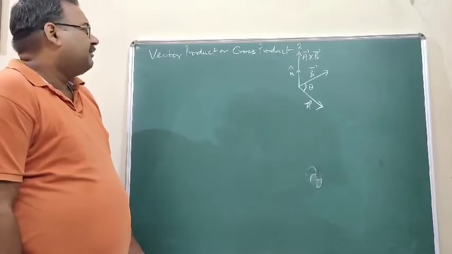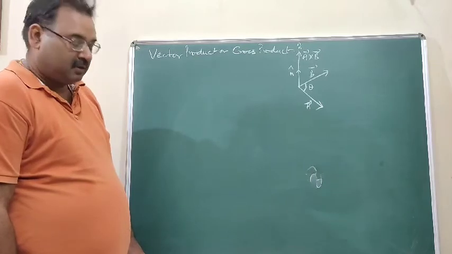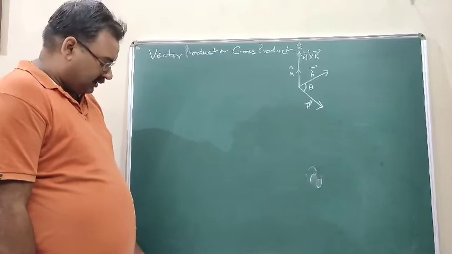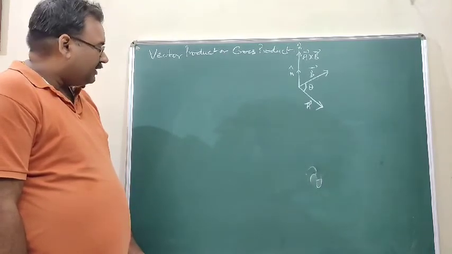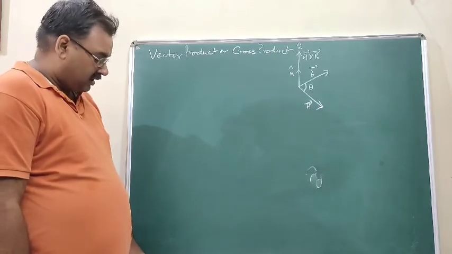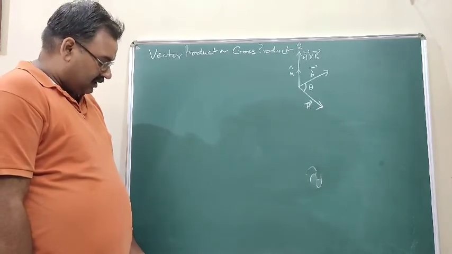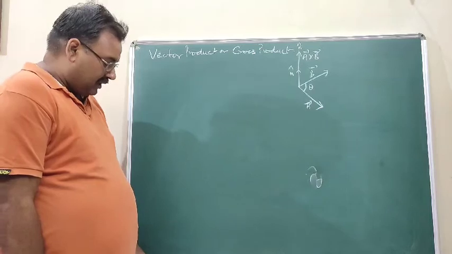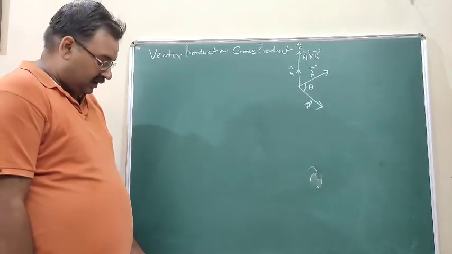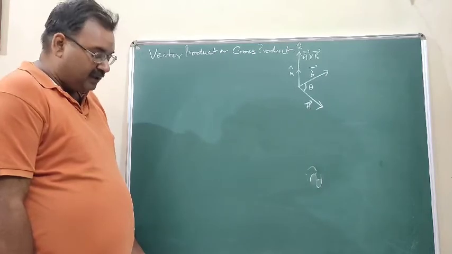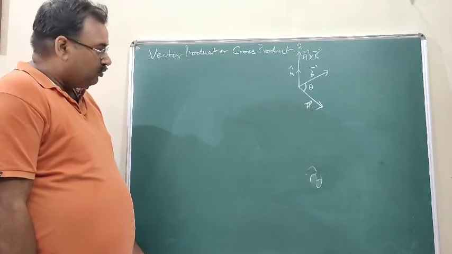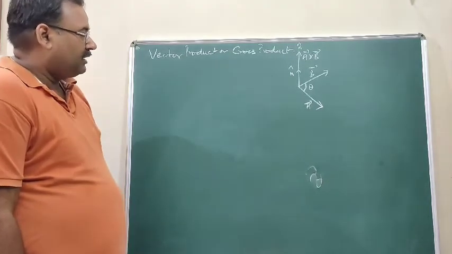Now we start with the vector product or cross product. The vector product of two vectors is defined as the vector having a magnitude equal to the product of their magnitudes and the sine of the angle between them. Okay. And having the direction perpendicular to the plane containing the two vectors. So let us discuss this.